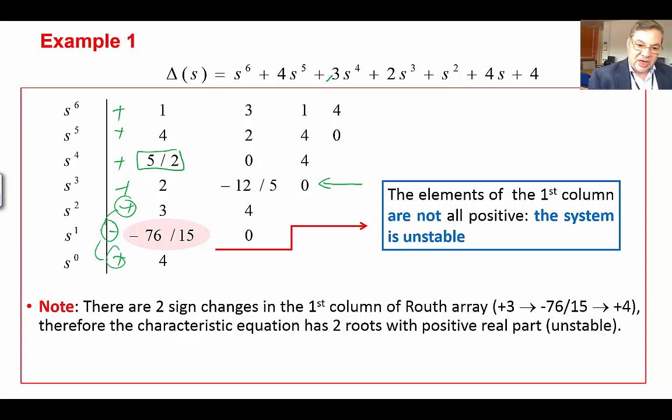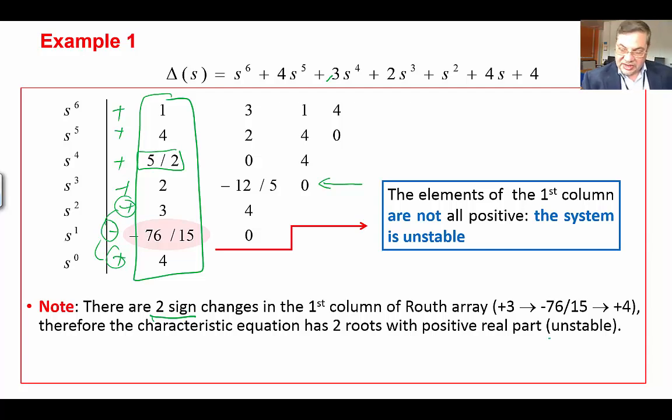So in this case, the first column had 2 sign changes. And because there are 2 sign changes, we can conclude that the system is unstable, and the characteristic equation actually has 2 roots, or the system has 2 poles, in the right half plane, and because of that, of course, it will not be stable.